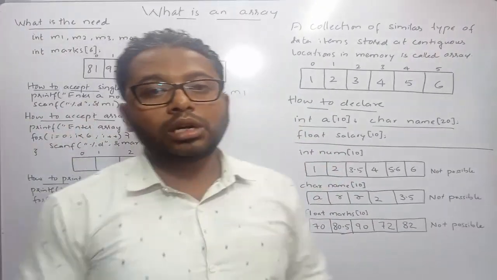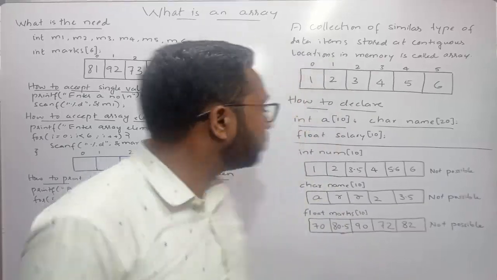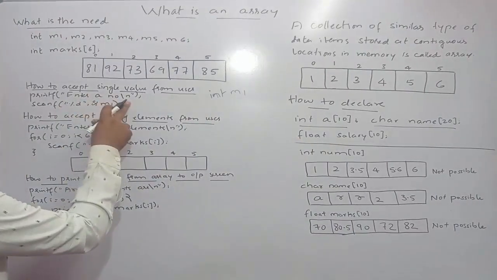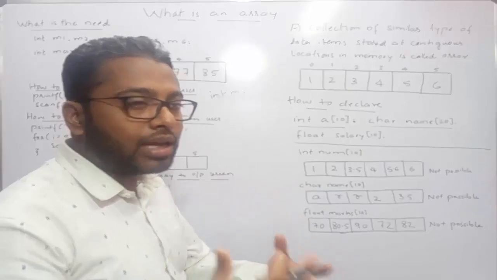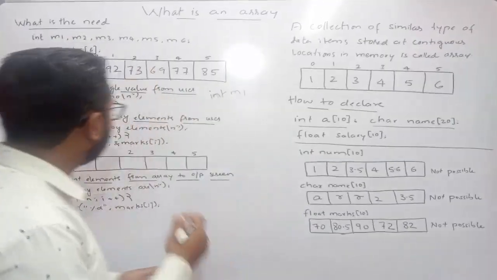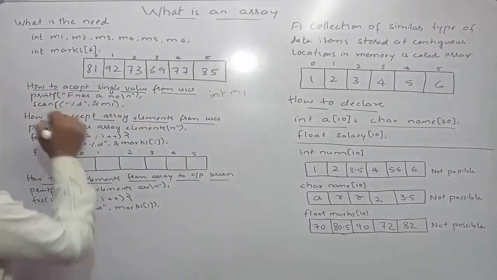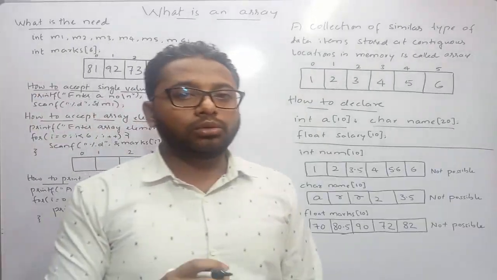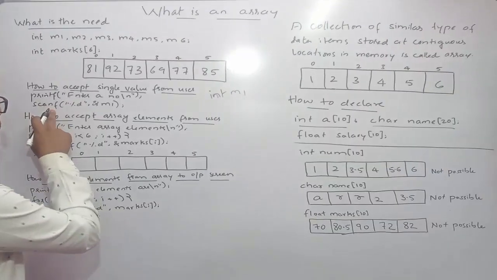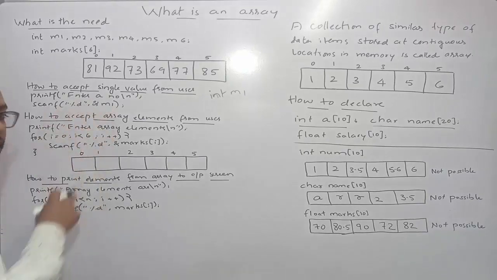To ask the user to enter the value, we should display a message to the user, and that message will be "enter a number". Then the user will enter the value, and that value will get stored inside the variable m1. So to accept a single value from the user, you should write scanf("%d", &m1).